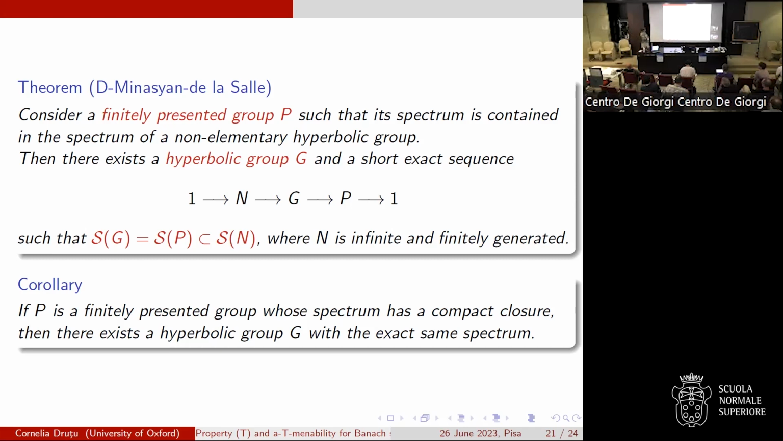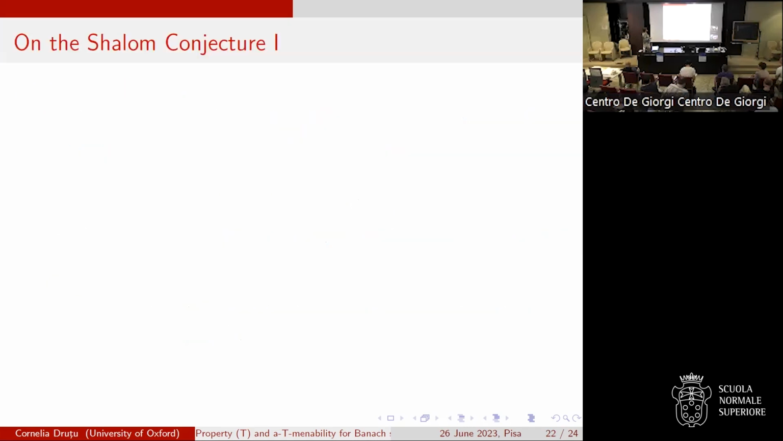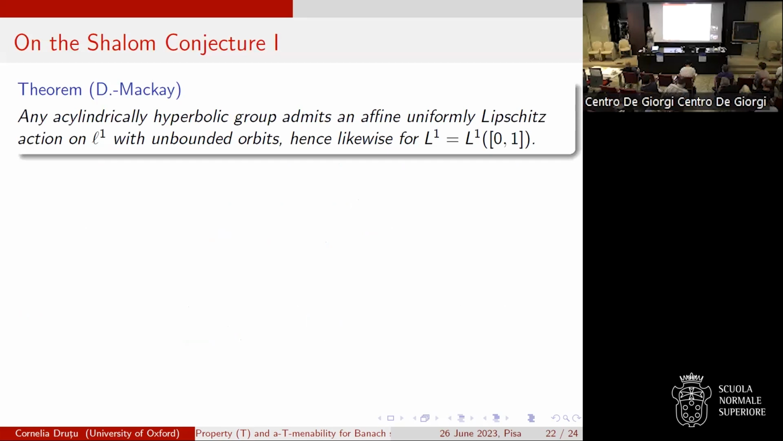And moving on to the last generalization of the fixed point property, the one in which we're just looking at actions that are affine, but not by isometries, but uniformly Lipschitz. Here are the results that we can prove. So this is again with John McKay. To begin with, a quite general condition. Every acylindrically hyperbolic group has an affine uniformly Lipschitz action on an L1 with unbounded orbits. And we can say little L1 or big L1.